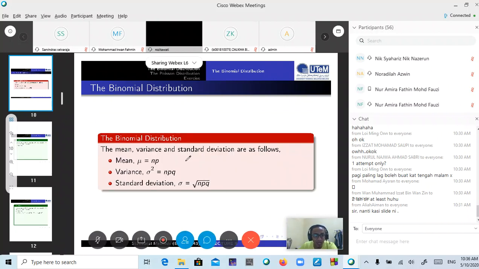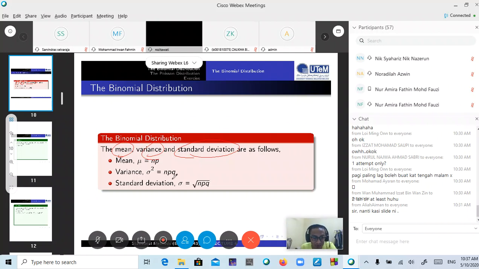The same goes for finding the binomial mean, variance and standard deviation. Mean equals n times the probability of success, mu equals np, where p is the probability of success and n is the number of trials. Variance is sigma squared, which equals npq, meaning number of trials times probability of success times probability of failure. So you can get the variance.